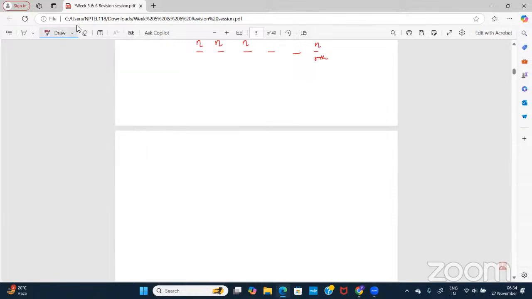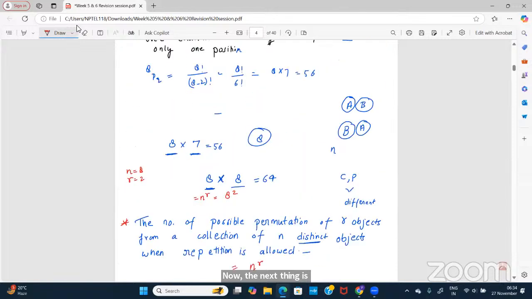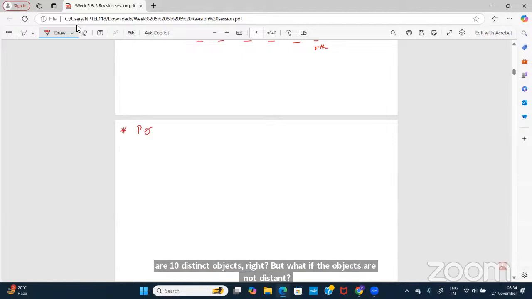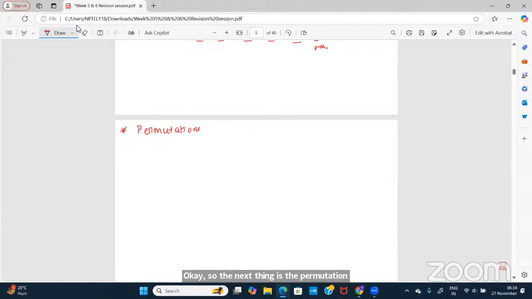Now the next thing is, in the above formula, we studied that there are n distinct objects, right? But what if the objects are not distinct? So the next thing is the permutations when objects are not distinct.